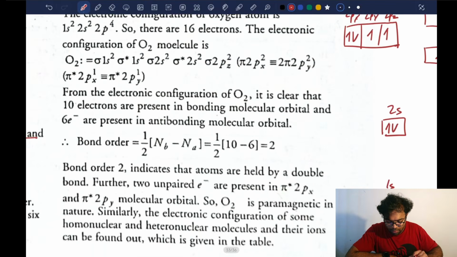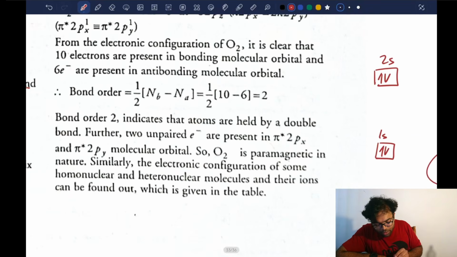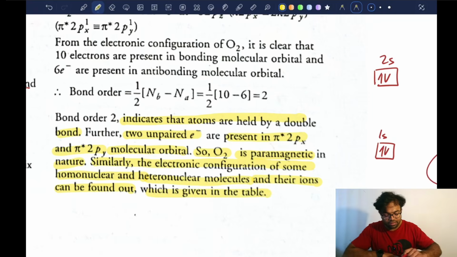So the oxygen molecule, we have already done this. Bond order is 2. So the bond order 2 indicates that the atoms are held by a double bond. Further, two unpaired electrons are present in the pi star 2px and pi star 2py molecular orbitals. So O2 is paramagnetic in nature. Similarly, the electronic configuration of some of the homonuclear and heteronuclear diatomic molecules and their ions can be found out, which is given in this table.